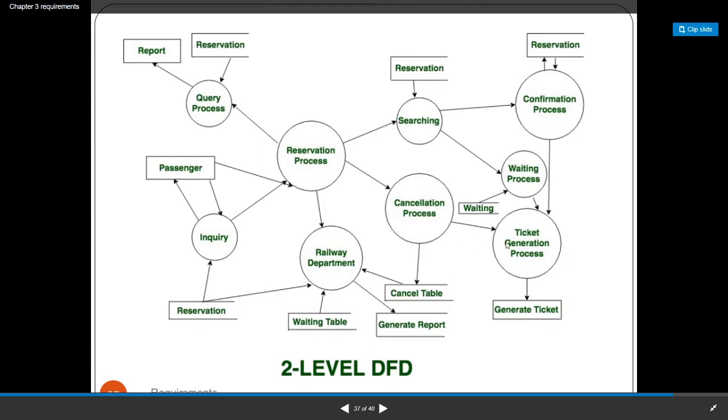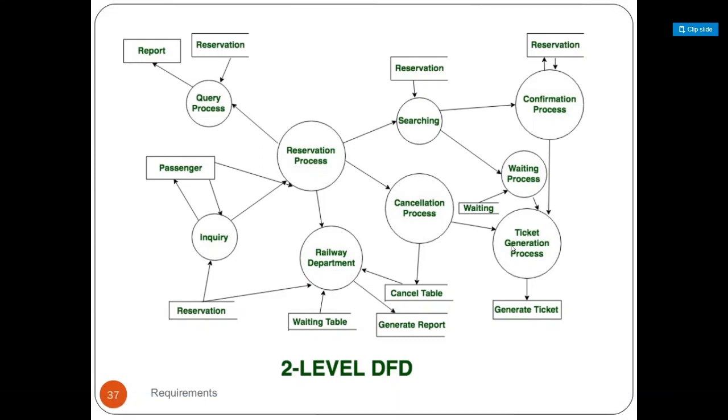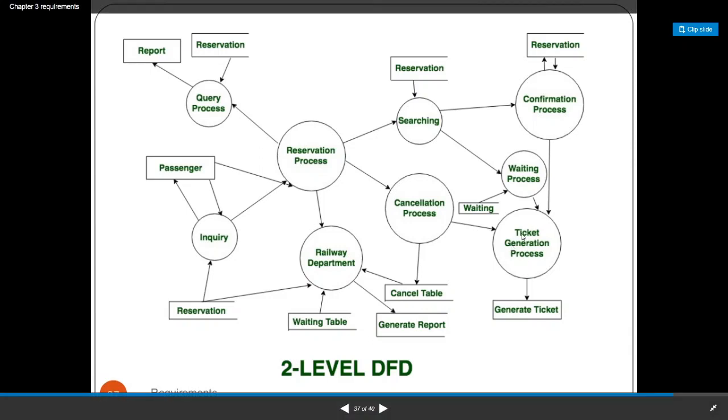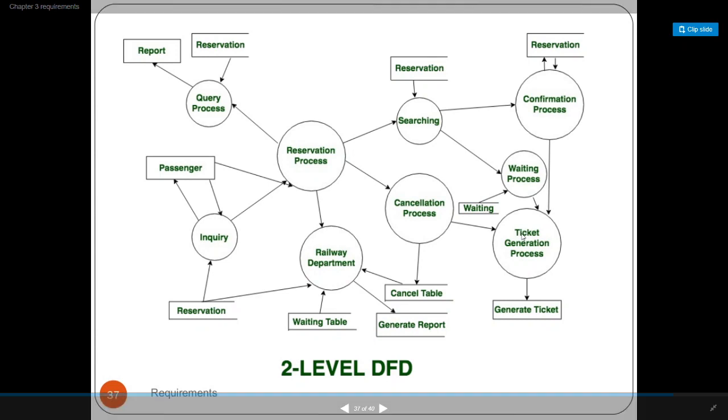Or if the cancellation process happens, then the ticket generation process happens. It's a generate ticket. Here the waiting process happens, and it goes to the waiting table, then the ticket generation happens. So cancellation process, once it happens, then the ticket generation process will be like a train seat reserved. Okay, it's like the cancelled ticket generation process.